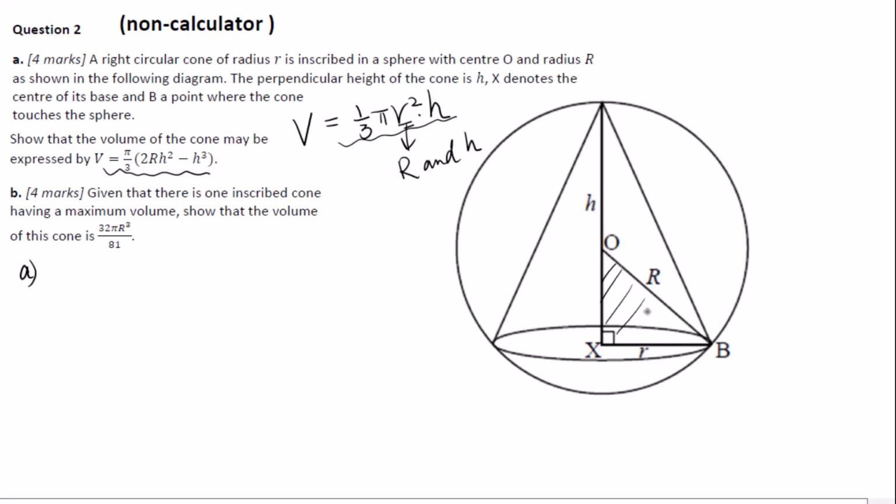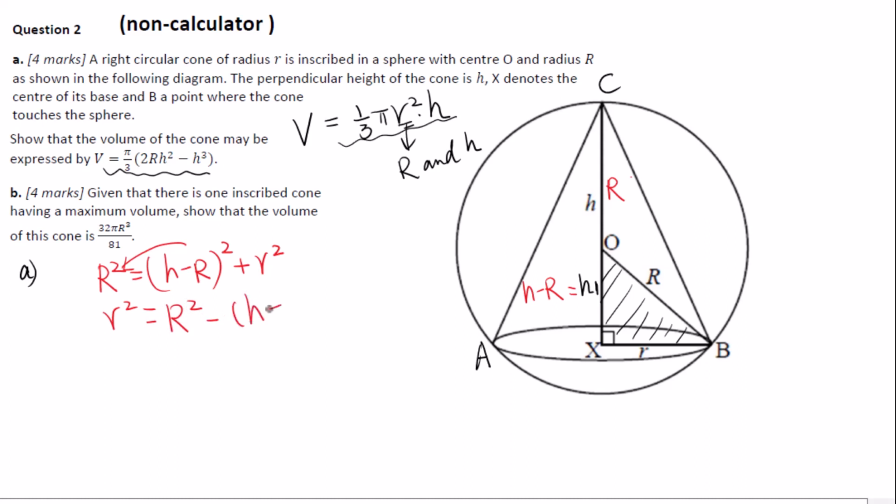In this right triangle, let's label this H1. Say here is A. OC will be capital R. Then this H1 equals h minus capital R. According to the Pythagorean theorem, (h minus R) squared plus r squared equals R squared. So we have r squared equals capital R squared minus (h minus R) squared.